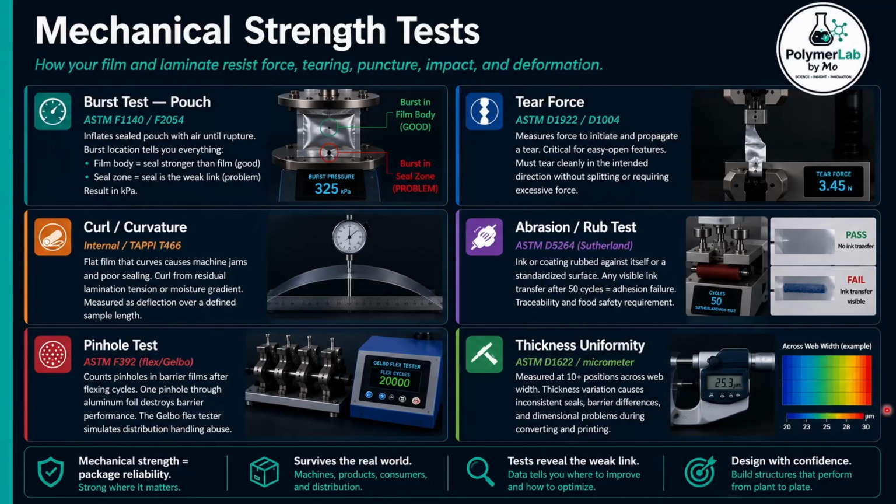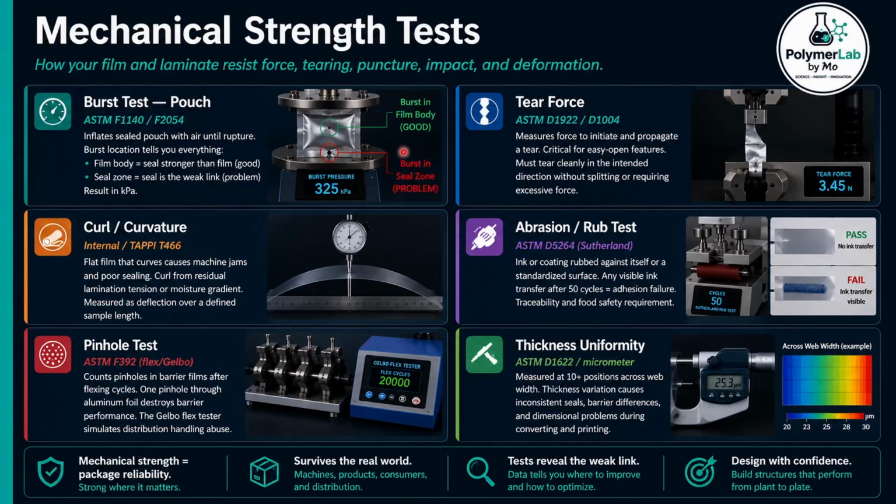Let's go to mechanical strength test. Mechanical strength tests tell you how your film and laminate responds to force. And force comes from every direction in real packaging use. Machine pulling and stretching the film. Products pushing outward from inside. Consumers tearing, bending, and dropping. Distribution abuse over days and weeks.